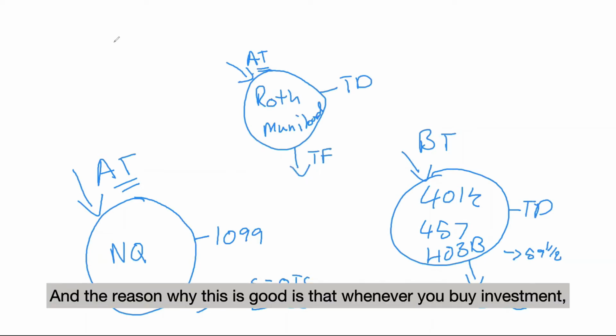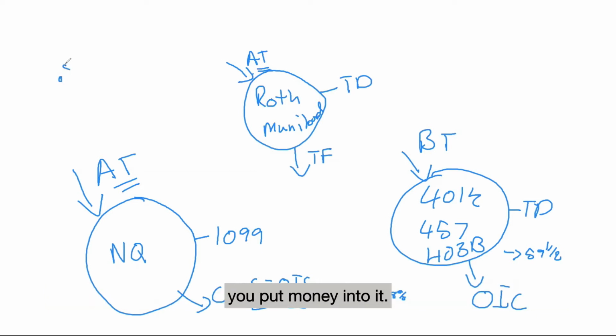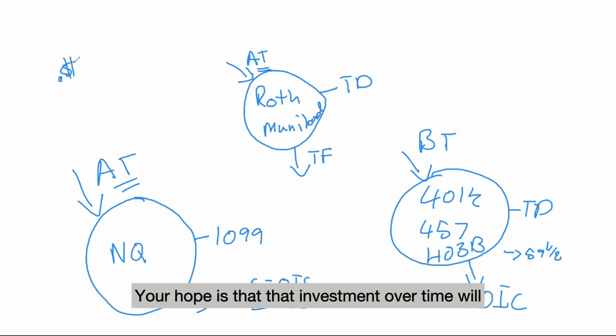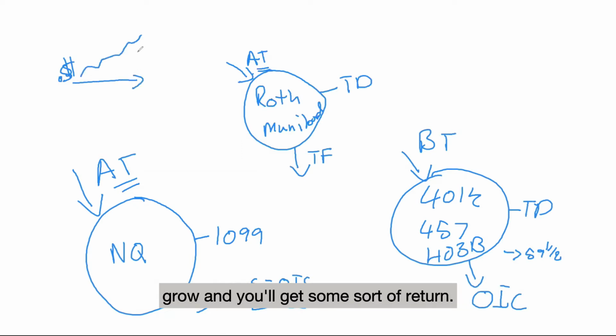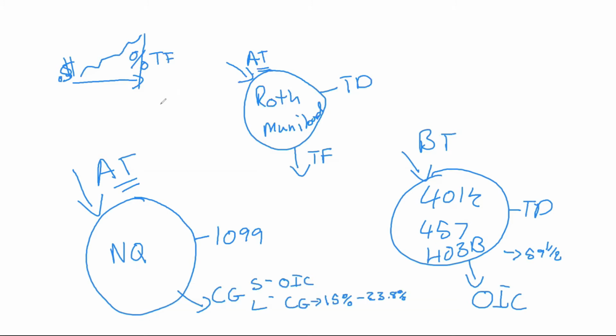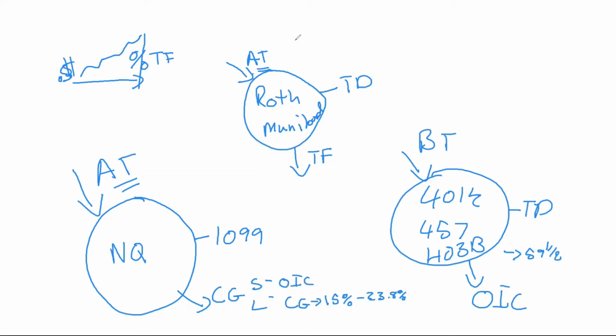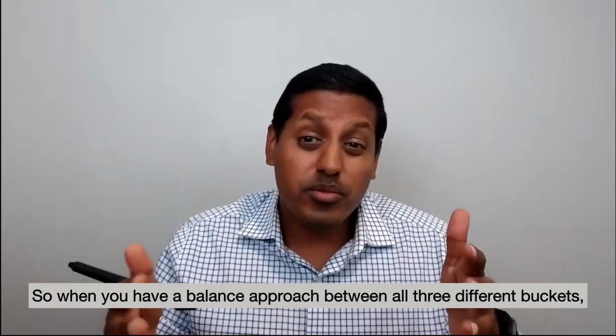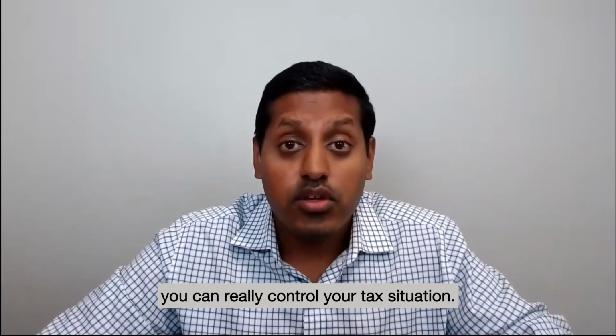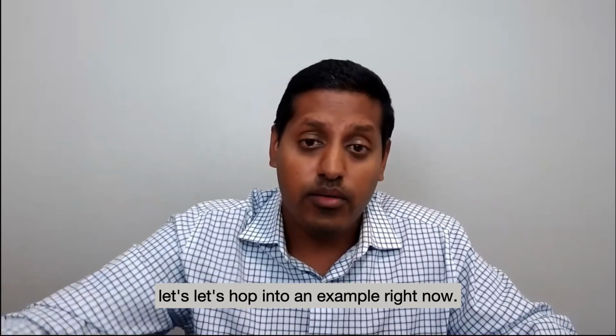And the reason why this is good is that whenever you buy an investment, you put money into it, your hope is that that investment over time will grow and you'll get some sort of return. This return in a Roth IRA is also tax-free, right? So that is something important to keep in mind here. So when you have a balanced approach between all three different buckets, you can really control your tax situation. Let's hop into an example right now.